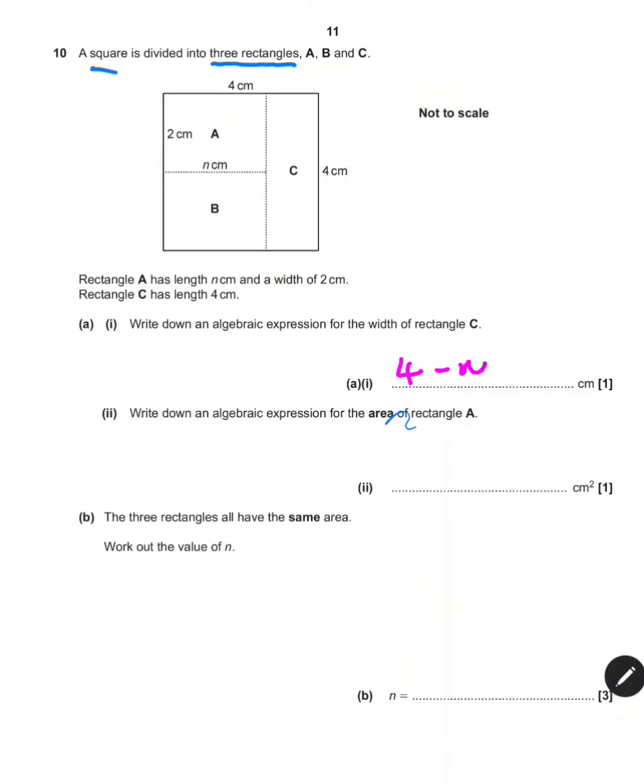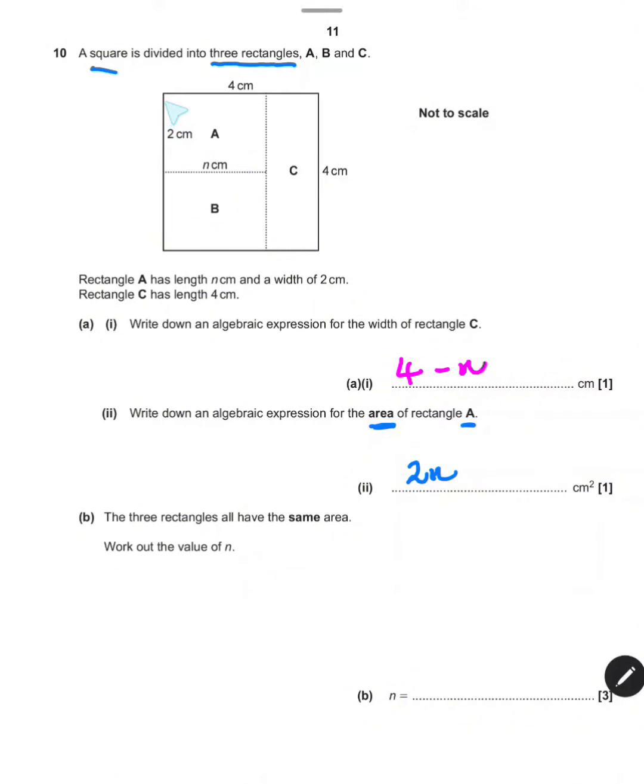We're asked for an algebraic expression for the area of A. Well, if this is A, we have 2 and n as dimensions. Area is base times height, 2 times n is 2n. Part B says the 3 rectangles have the same area, work out the value of n.